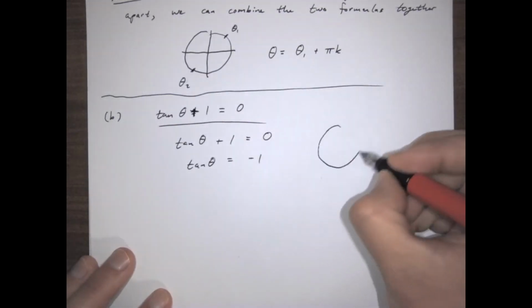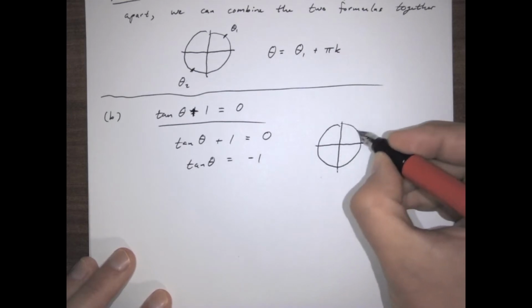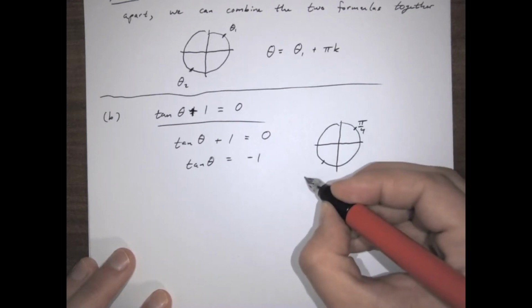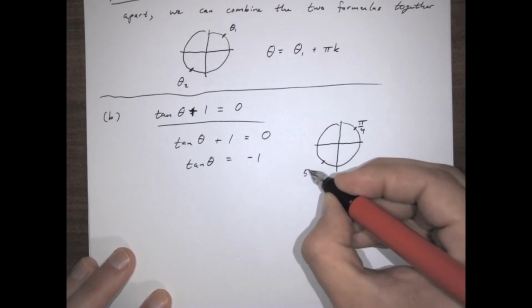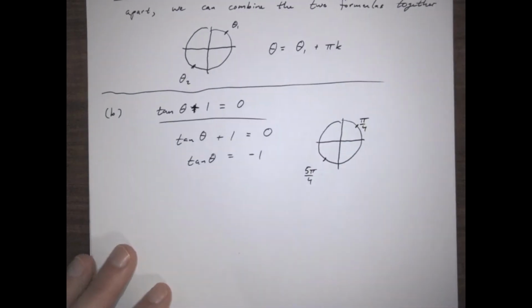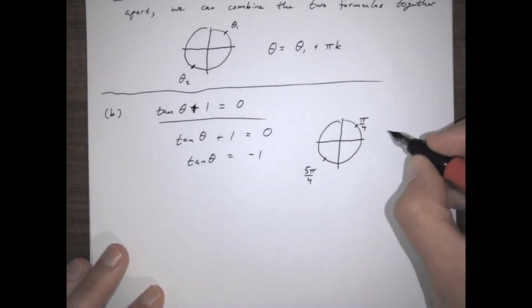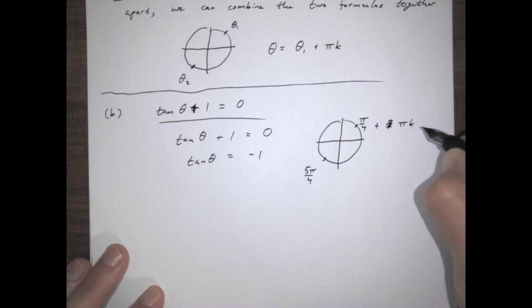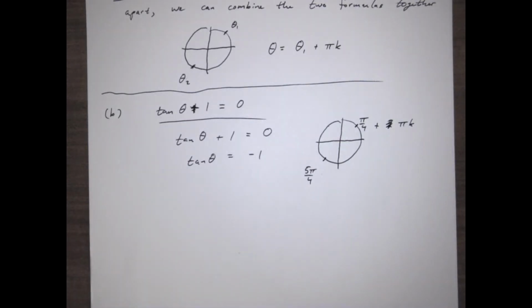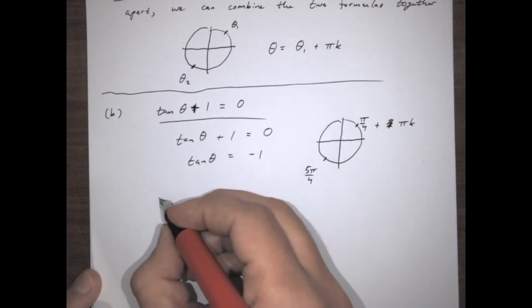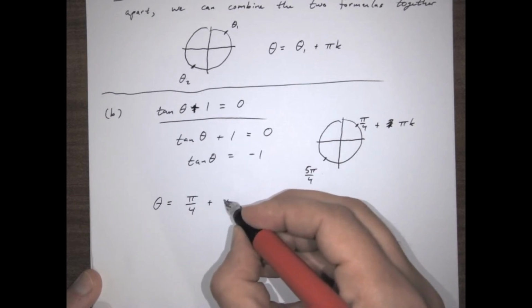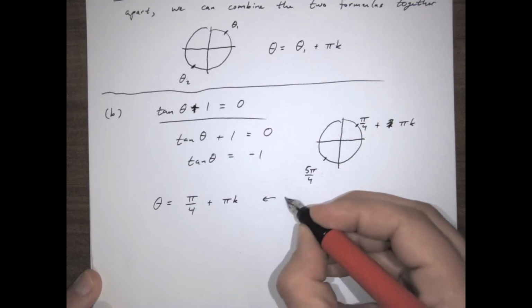And then when we look at the unit circle, we'd be dealing with pi over 4. And then also down here, this would be 5 pi over 4. And because these are exactly pi apart, we can just sum it all up not as plus 2 pi k, but as just pi times k, because we have two solutions that actually have more of a pattern to them than usual. So then what we have is theta equals pi over 4 plus pi k. So this is like the combined formula.